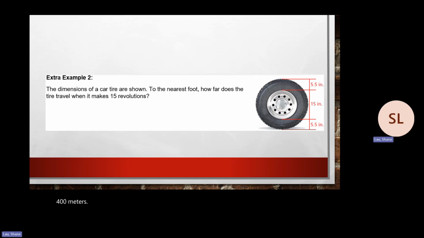This problem is kind of similar to the previous one, just a little bit different. Now we're looking for the nearest foot.